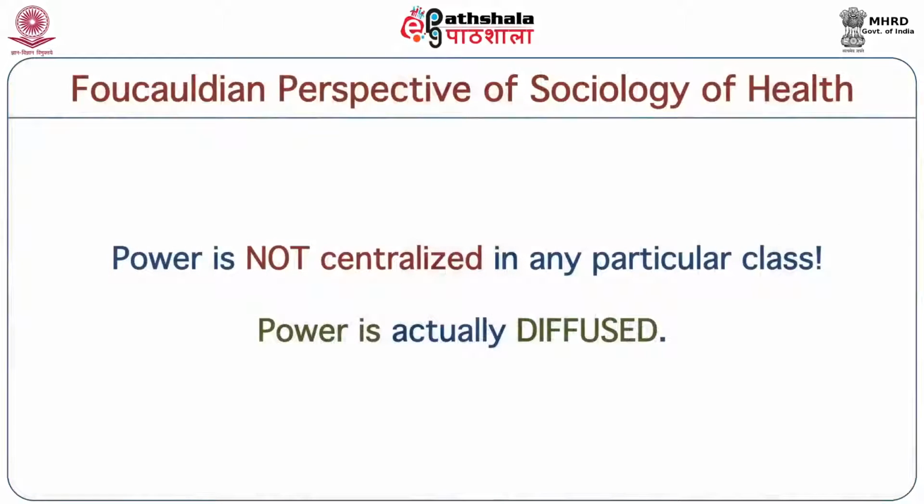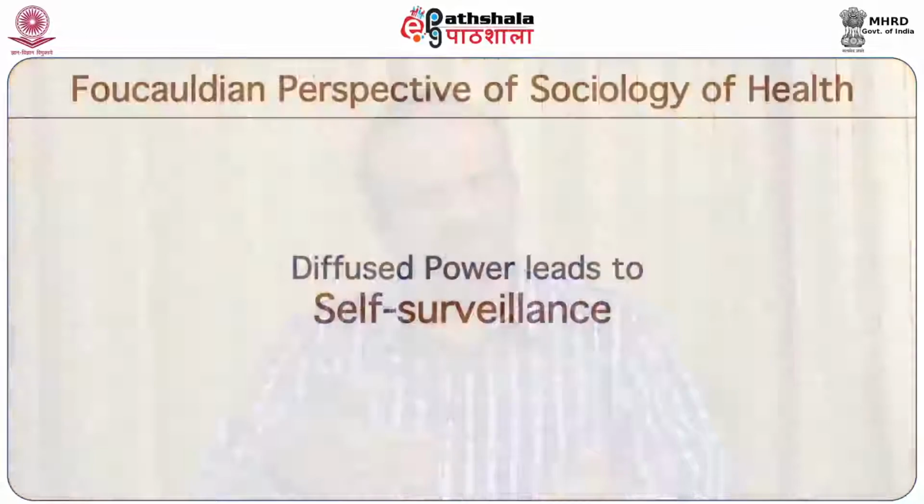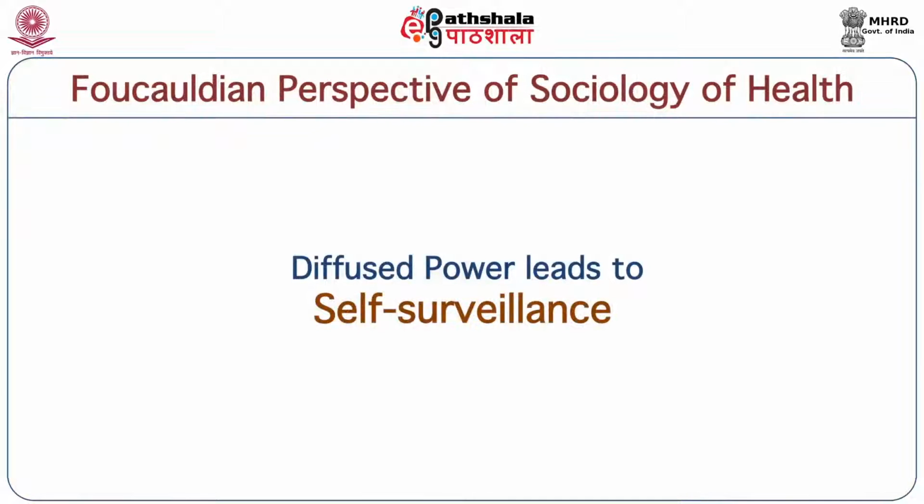And in terms of taking up the Marxian notion of class power and class structure, Foucault argues that power is not centralized in any particular class. Power is diffused, meaning that each individual believes that we are going through certain processes because this is something that is imbibed in a natural way. Okay. So, the diffused power leads to what he calls self surveillance.